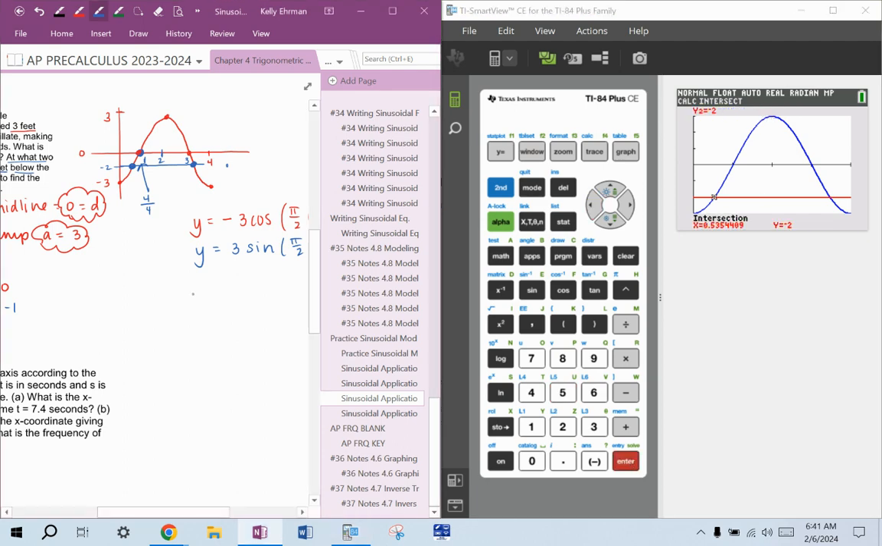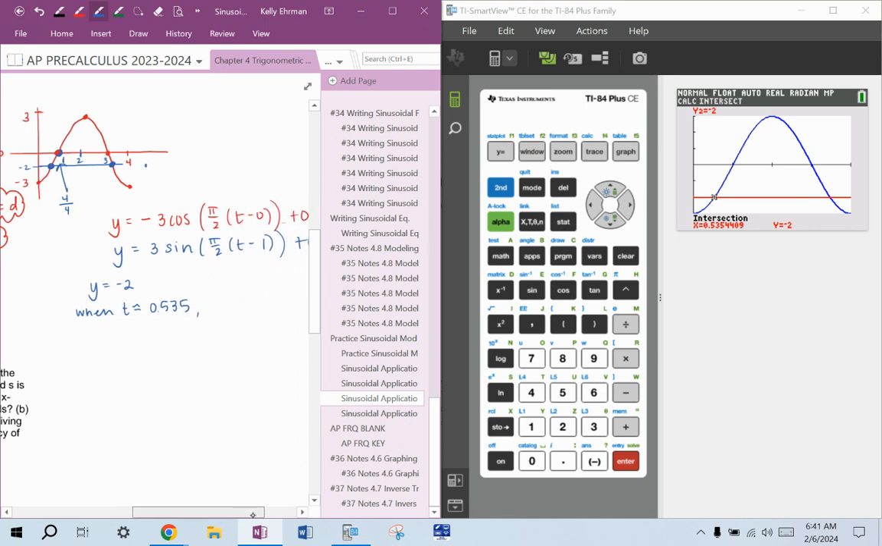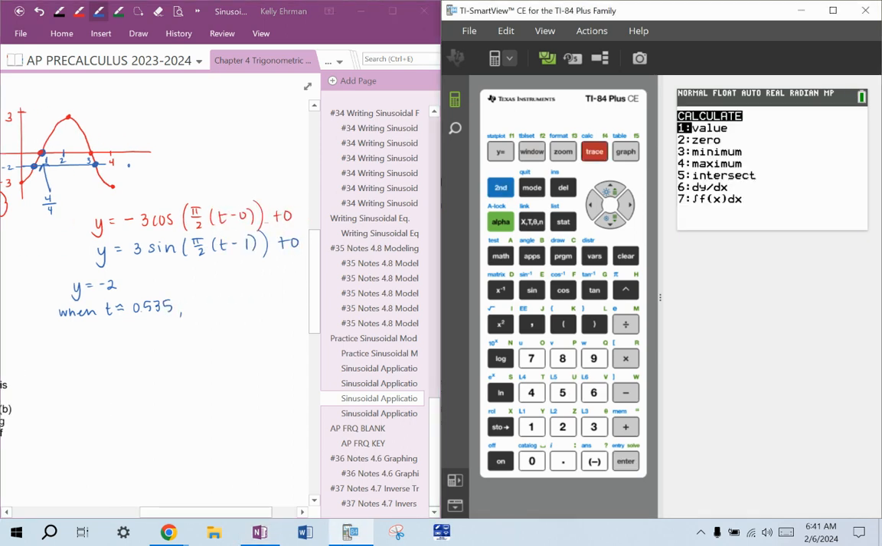So the first one is, let's show this work. Y is equal to -2 when t is approximately 0.535. And let's find the other one.